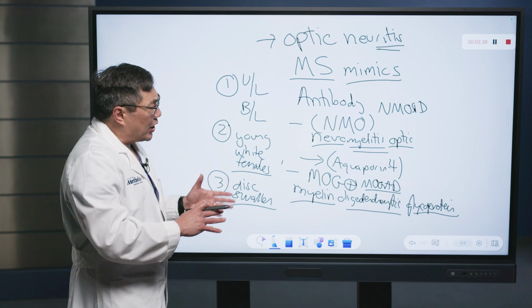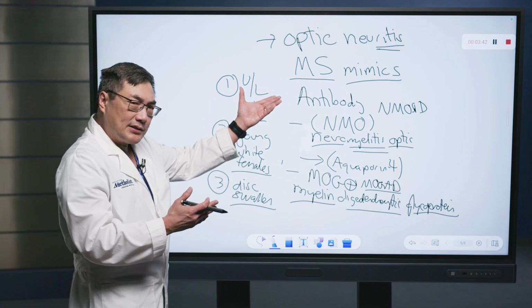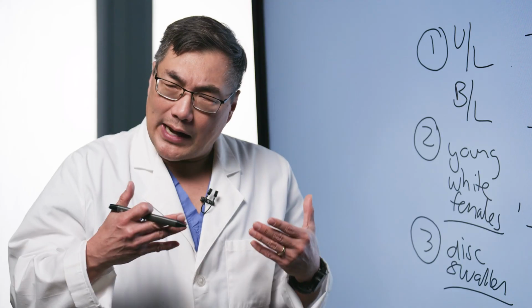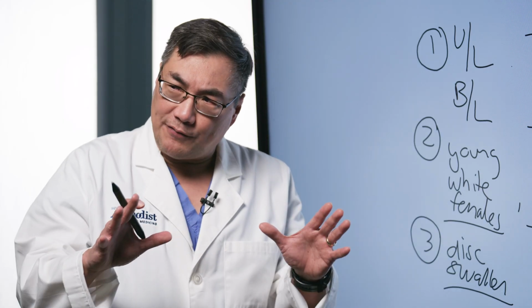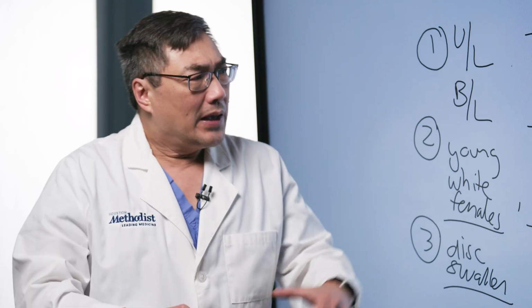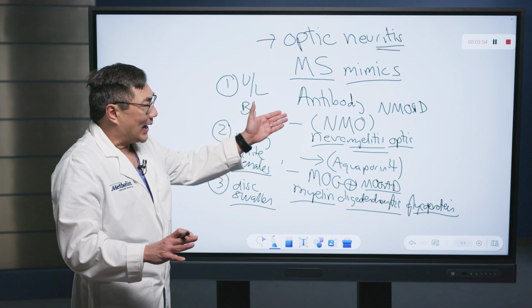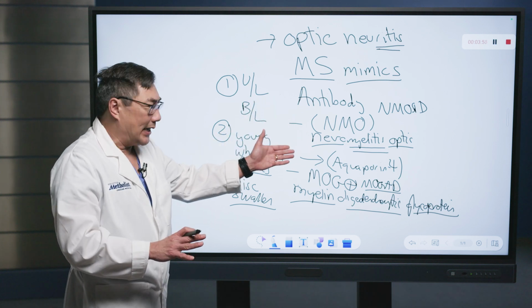The other thing you should know is that the MRI scan can help us differentiate MS from the MS mimics. So in an MS patient, they have multifocal white matter lesions, either in their brain or spinal cord or both. But if the MRI shows no white matter lesions, that's already a flag that maybe it's these antibody-mediated ones.